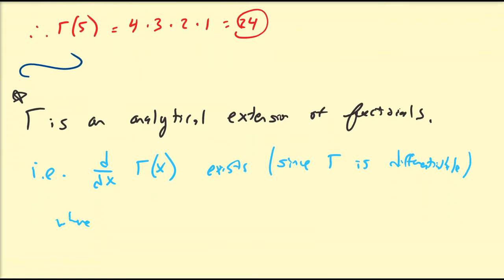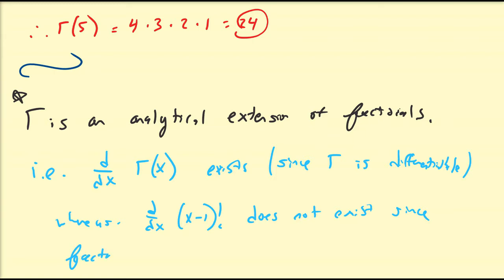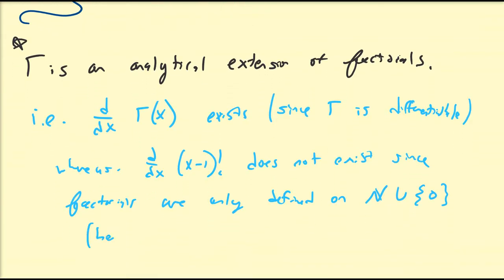whereas the derivative of x minus 1 factorial, which is just the same thing as gamma x for natural numbers, does not exist since factorials are only defined on the positive integers, or the natural numbers together with 0. Hence not continuous anywhere, because it's a discrete function.